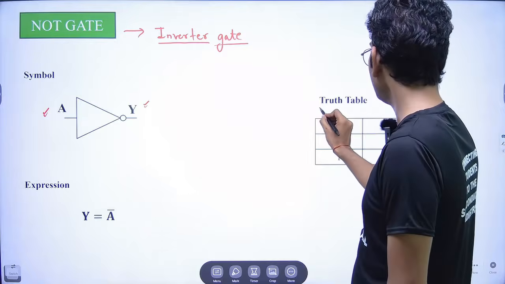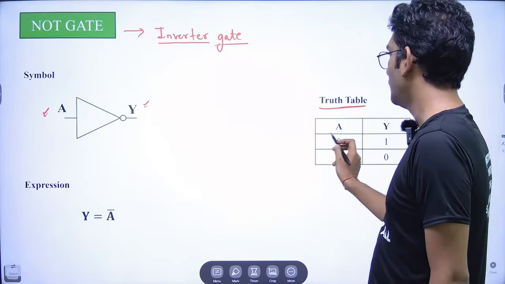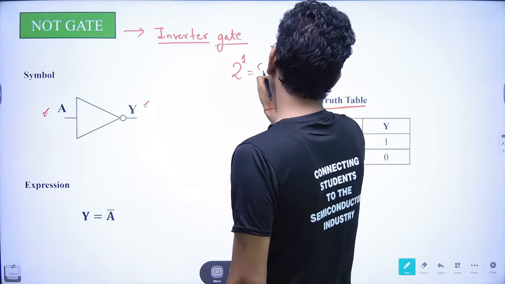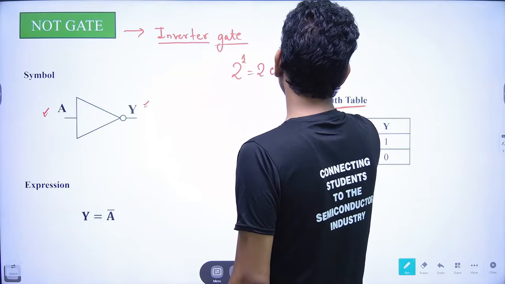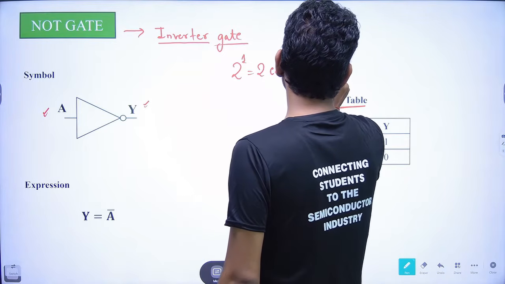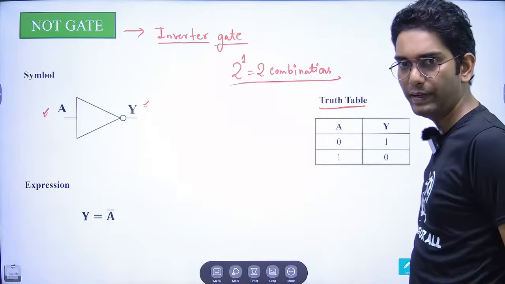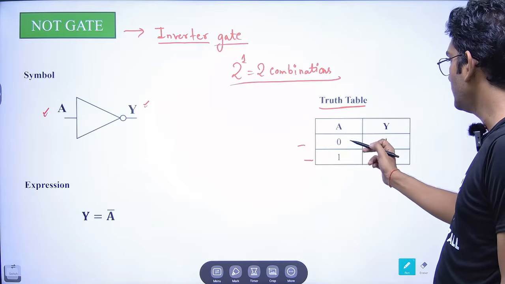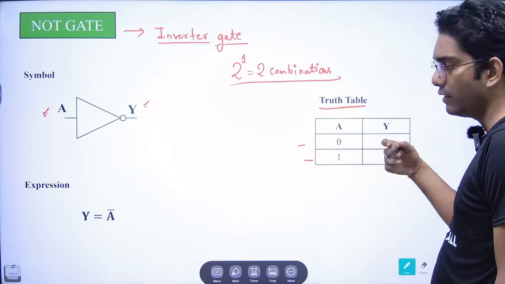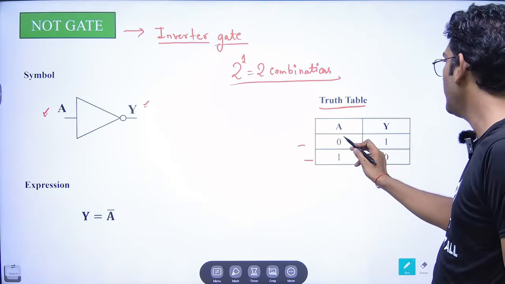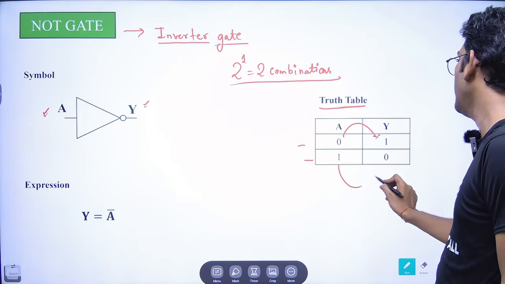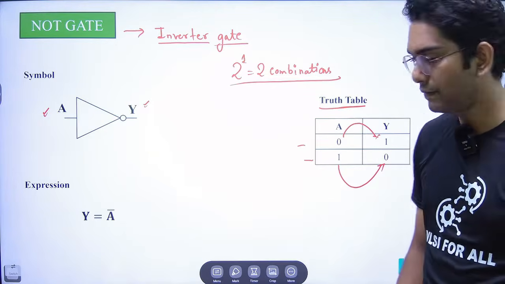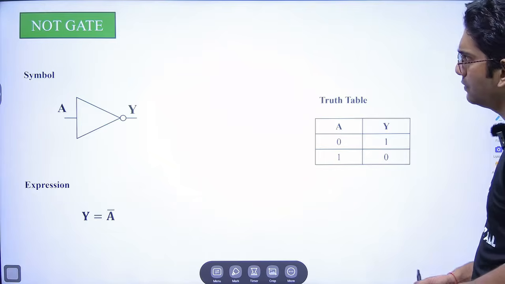Fine. Now coming to the truth table, here only one input is present, so 2 to the power 1, that is total two combinations would be available, 0 and 1. Fine. So this gate basically inverts whatever input is applied to it. Whenever 0 is applied, it will convert into 1. And whenever 1 is applied, it will convert it into 0. Okay. So this is the basic functionality of the NOT gate. Fine. NOT gate is very simple.